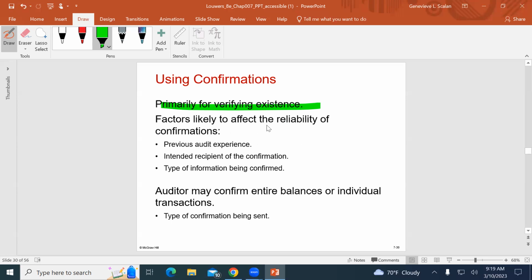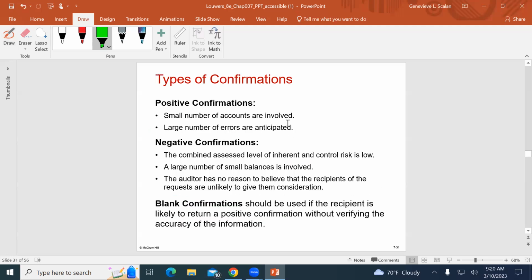Depending on how much confirmation you do is going to depend on your experience with this client and who you're getting confirmations from. Are they reliable? Banks are pretty reliable. It could be there are some random customers of your client that aren't. What kind of information is being confirmed? You can confirm entire balances or just transactions. And there are different kinds of confirmations. So let's talk a little bit about this.